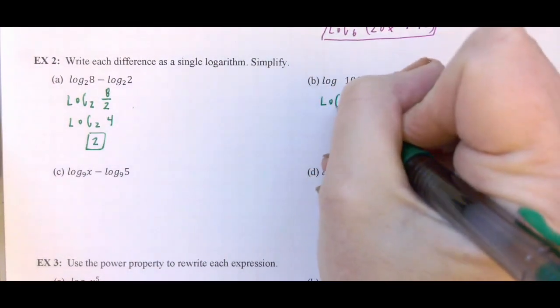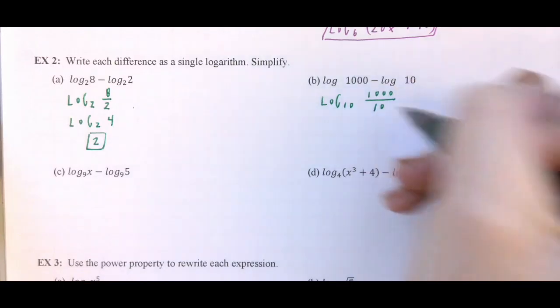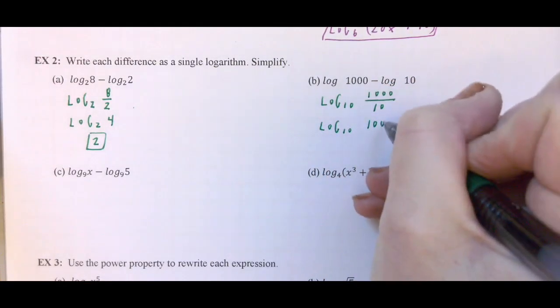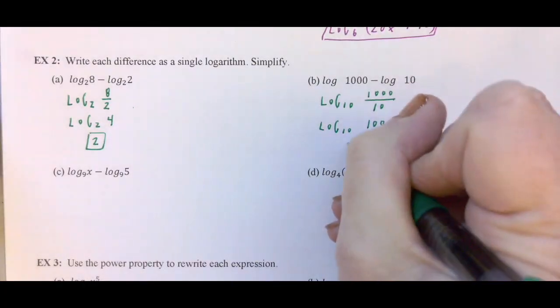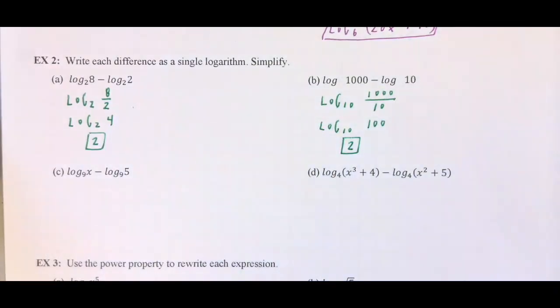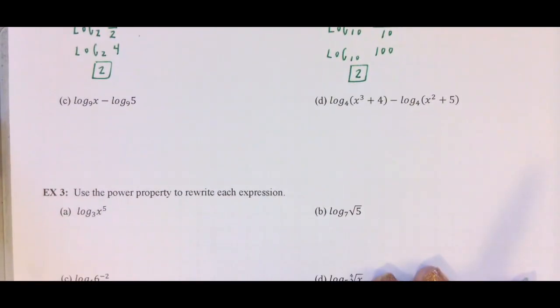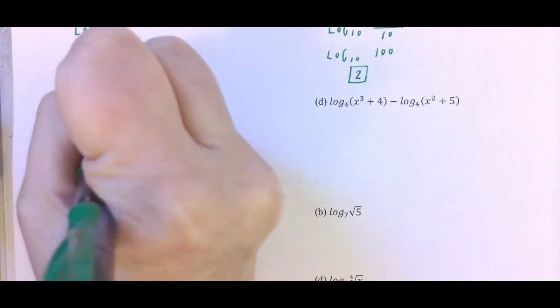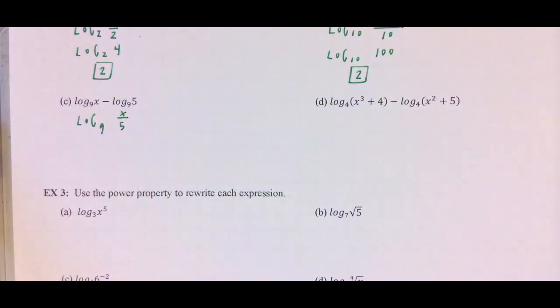Okay, another one where they're joined by subtraction, common logs again, base 10. So really log base 10 of 1,000 divided by 10, or log base 10 of 100. We know that 10 squared, 10 to the second power gets us 100, so it ends up simplifying to 2. Okay, here, again, same base, so I could say log base 9 of x over 5.